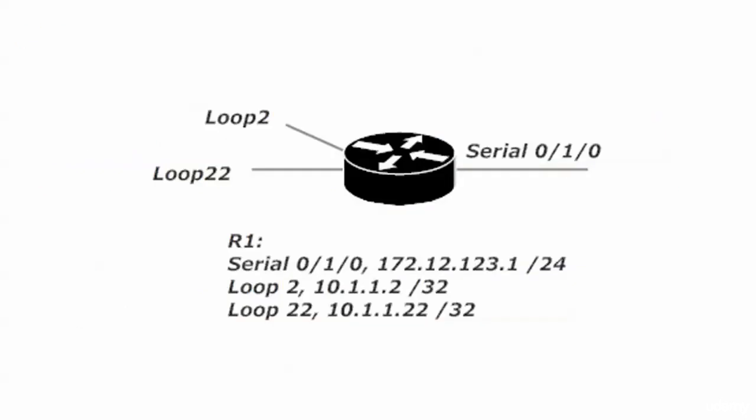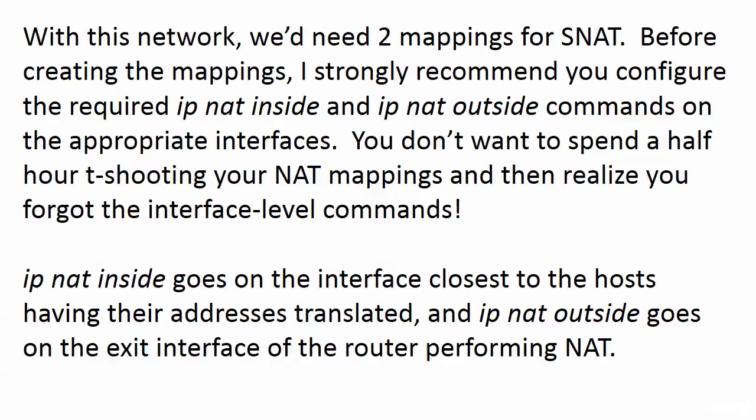And what we're going to do here is work with those two loopbacks I have here on router 1 at 10.1.1.1/32 and 10.2.2.2/32 respectively. And let's go ahead and we'll create those in just a moment. We would need two mappings here for SNAT.